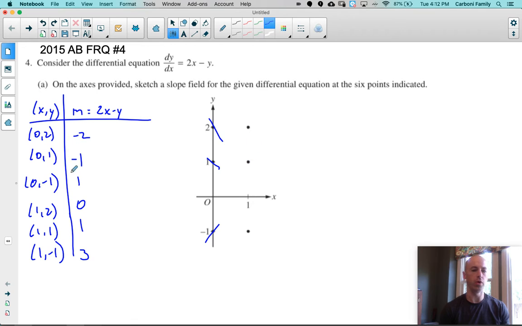And then I have 1, 2, which has a slope of 0. 1, 1, which has a slope of 1. And then 1, negative 1, which has a slope of 3, which is pretty steep. And at that point, they're almost too steep to really do accurately. So I'm just going to do the best I can. And there is your slope field for part A.